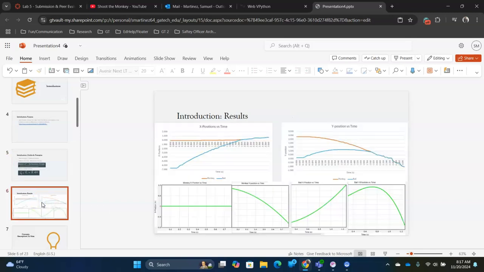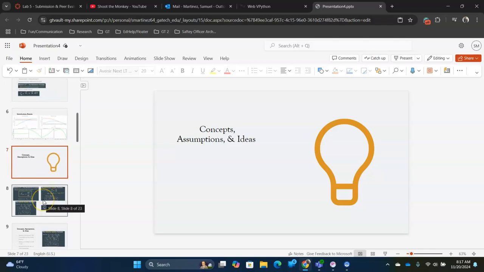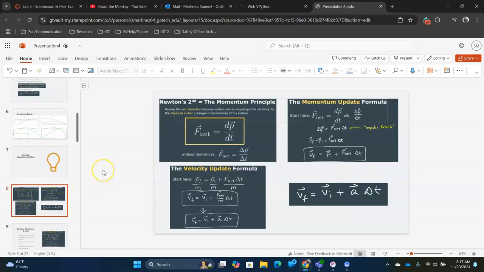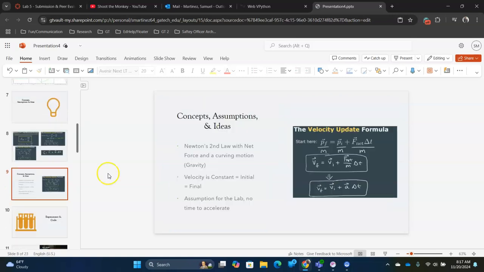Here are the beginning results, concepts, assumptions, and ideas. So again, the momentum principle, Newton's second law with a curving motion, and gravity. Velocity is constant in magnitude in GlowScript, meaning that there is no loss of speed. However, there will be a change of direction. So the magnitude of velocity is constant, but not velocity itself. The assumption for the lab is that in GlowScript there's no time for acceleration, whereas in Tracker, I just take the information as is that was given to me from the YouTube video.